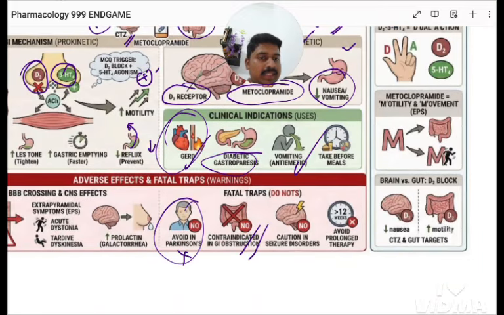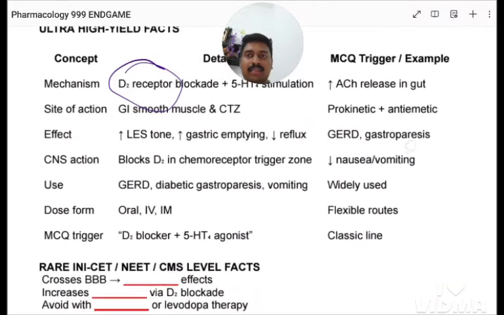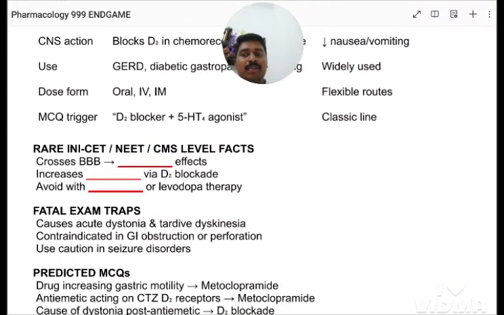Okay, I think I have cleared everything. So we'll just answer a few questions. That is, it crosses the blood-brain barrier, causes extrapyramidal side effects. Okay, increases what via D2 blockade? It will increase prolactin via D2 blockade.